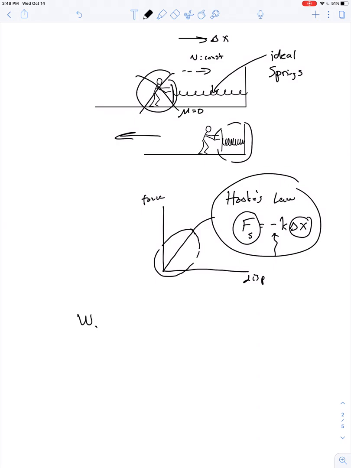So the work done by the spring is equal to the integral of F dot d, let's say dx, since we're pushing the object along an x-axis.